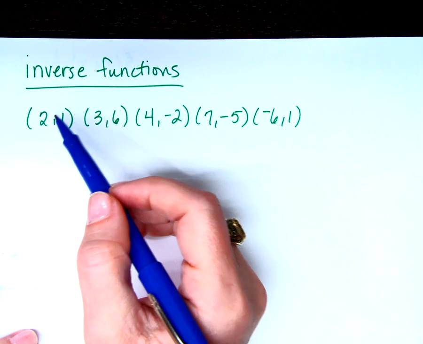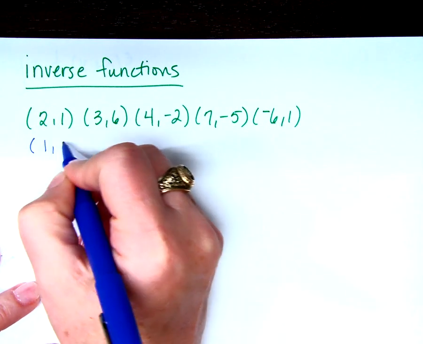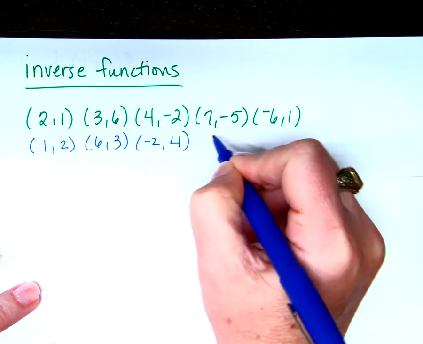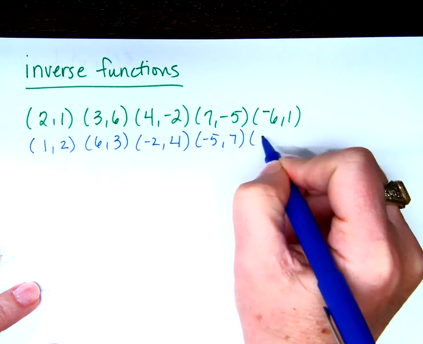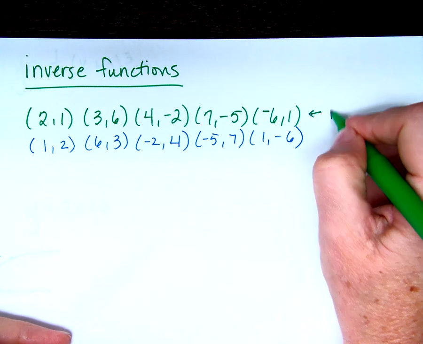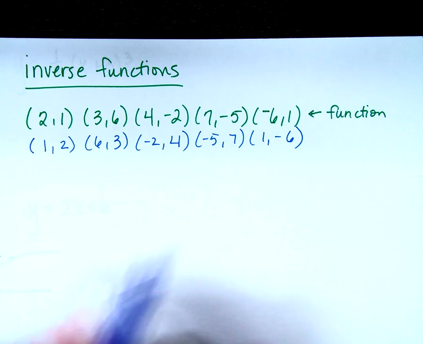So let's start here. I gave you a list of ordered pairs. It's a function. None of the x's repeat, okay? And what I want you to be able to do is give me the inverse of this function. You ready? This is the function. This is the inverse.